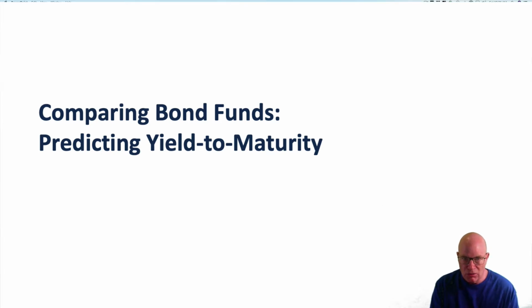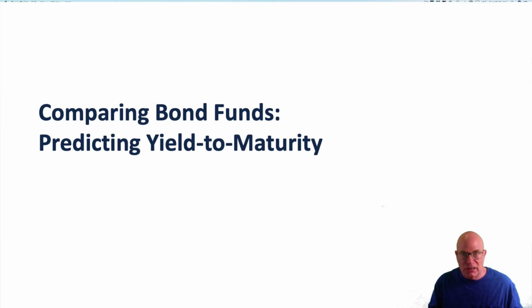We are now going to take bond funds and predict their relative yield to maturity based on characteristics of the bond funds. You should be able to look at a bond fund's characteristics, its prospectus, two bond funds, and tell me which one has the higher expected yield to maturity.